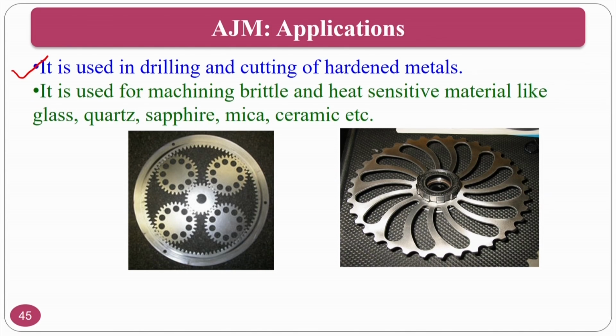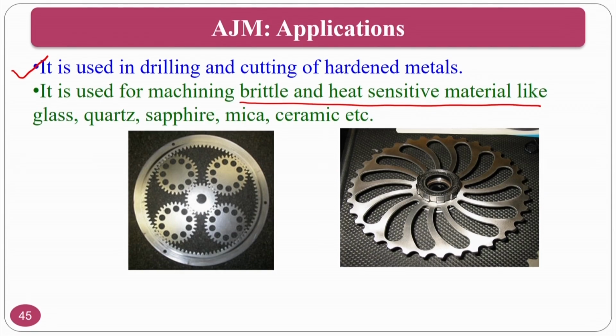It is used for machining of brittle and heat sensitive materials like glass, quartz, sapphire, mica and ceramic. These are some of the advanced materials that you can make without any heat generation, because if these are heat sensitive, heat may change their metallurgical structures, morphological structures or something.